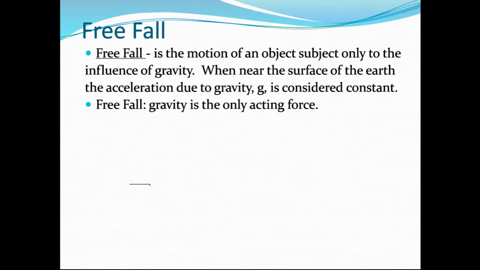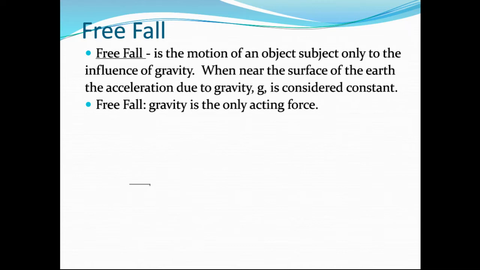Free fall is the motion of an object subject only to the influence of gravity. When near the surface of the earth, this acceleration due to gravity, we call it g, little g, is considered constant. The value we'll use is 9.81 meters per second squared.